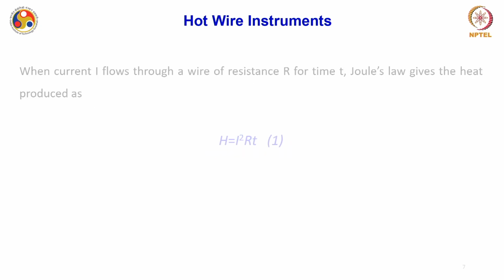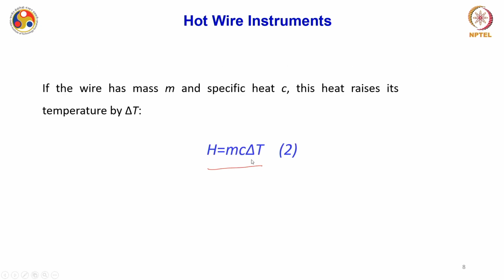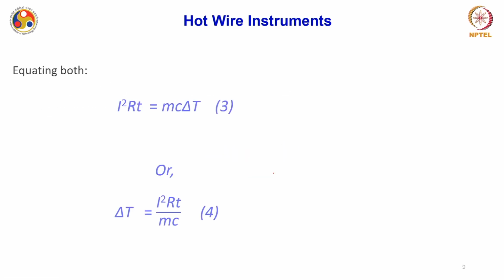So we have seen that H is equal to I squared R T, and this H is equal to m c delta T. What I can do easily is equate them, because both are actually heat represented by different parameters. So I can write simply I squared R T from equation 1 is equal to m c delta T from equation 2.